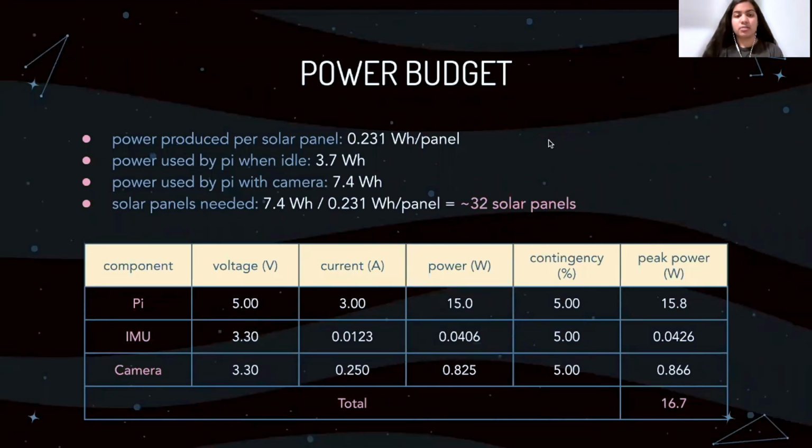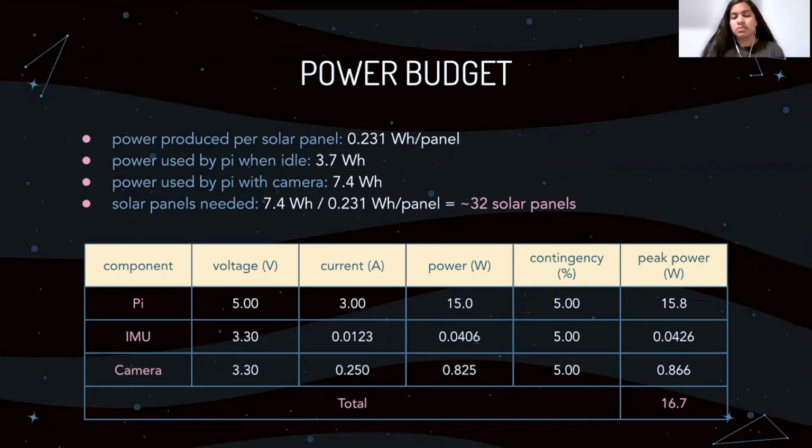Okay, so for the power budget, we tried to figure out how many solar panels we'd need for the Pi to run when using the camera and how many we'd typically be using when it was idle. The power produced per solar panel is 0.231, and using the multimeter on a Raspberry Pi, we found that the Raspberry Pi uses 3.7 watt hours when idle, and when it's using the camera, it uses 7.4. So using this higher power, we got that we would need approximately 32 solar panels.